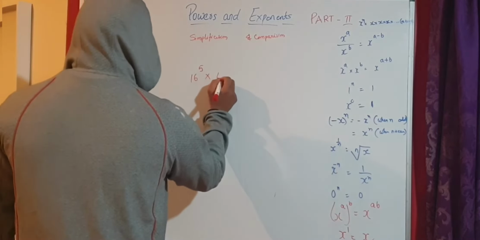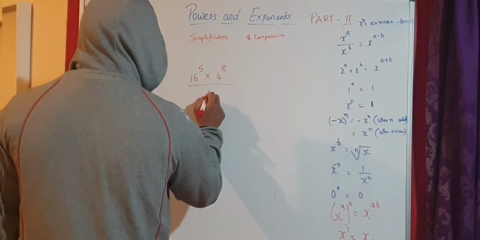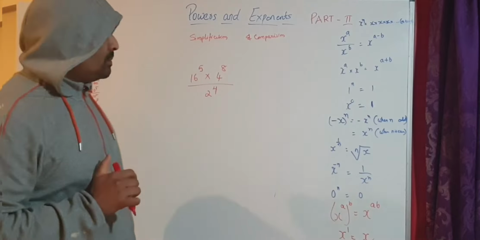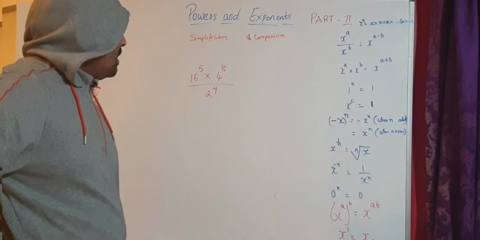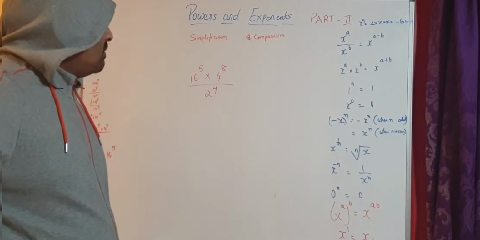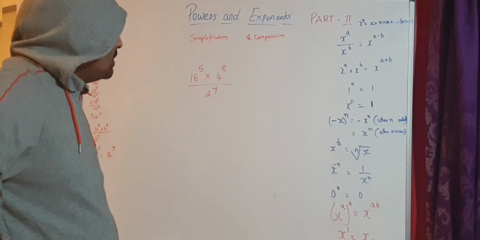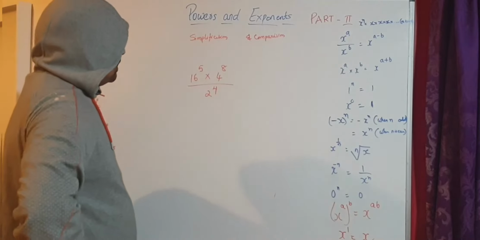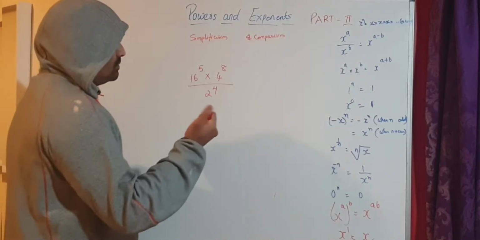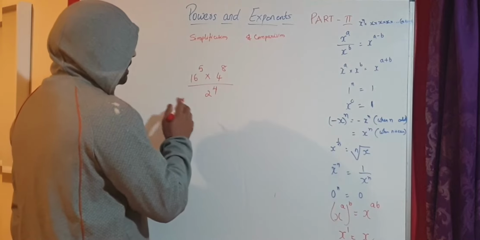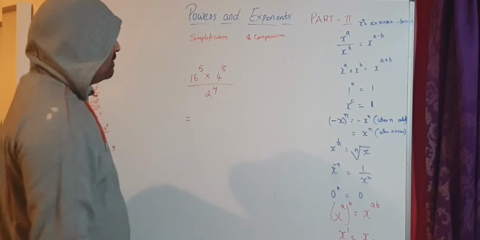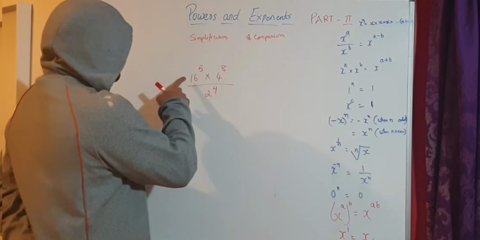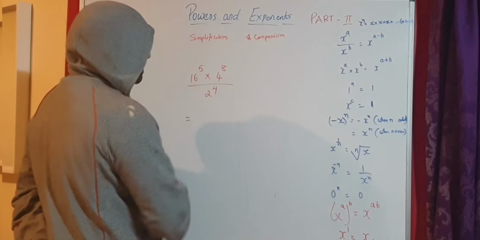Another sum that we're going to do here is 16 to the power of 5 into 4 to the power of 8 by 2 to the power of 4. If you're asked to simplify this one, there are a number of ways you can do it, but the preferred way is that you bring all these numbers into the same base. Here we have a base of 16, here we have a base of 4, here we have a base of 2.